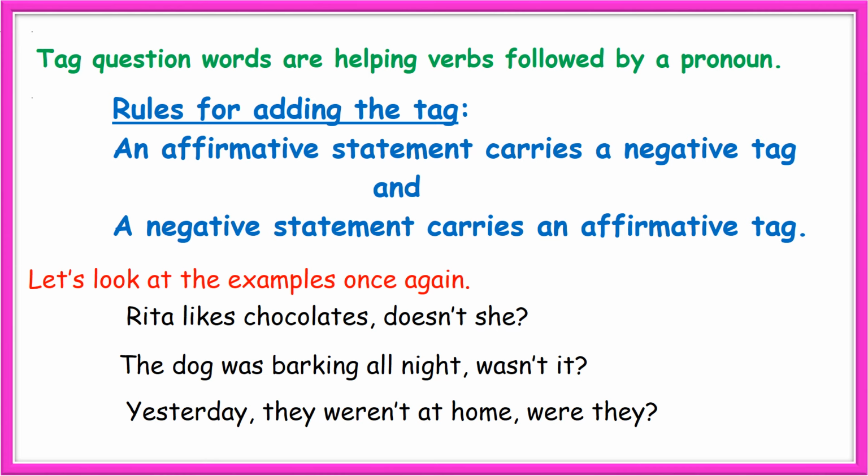Now, let's look at the second example. The dog was barking all night, wasn't it? The dog was barking all night is an affirmative statement, so the tag will be a negative one. Now, how do we add it? The dog was barking all night, we put a comma after that, followed by a helping verb, wasn't, and then a pronoun, it. We add it because the subject over here is the dog, and then we add the question mark.